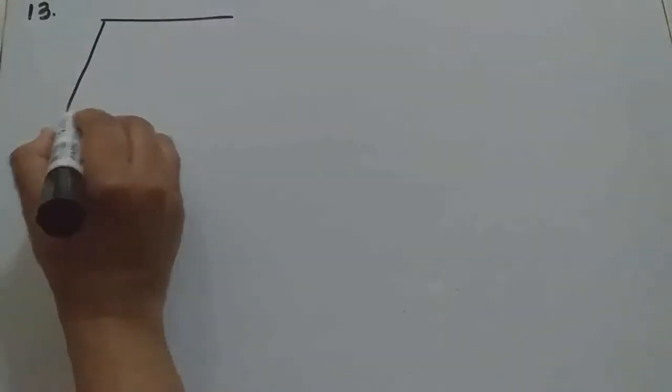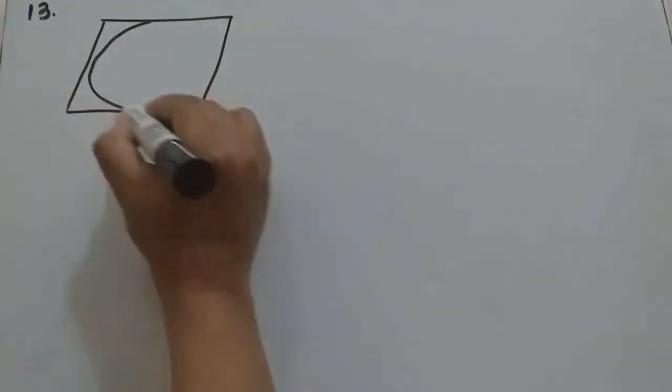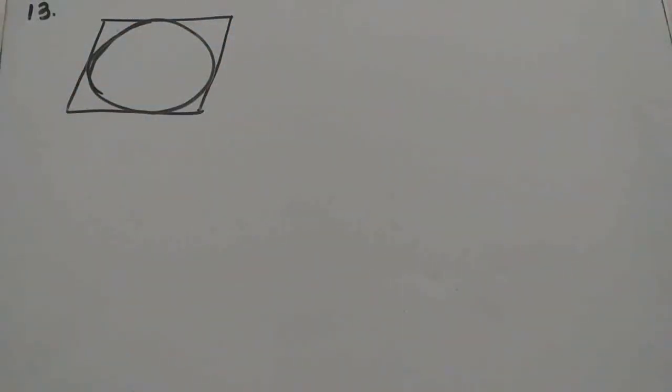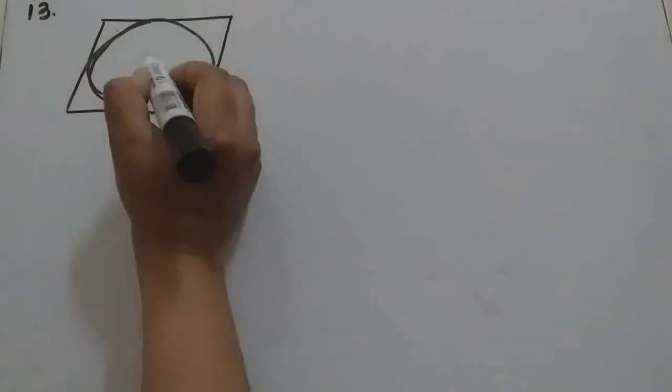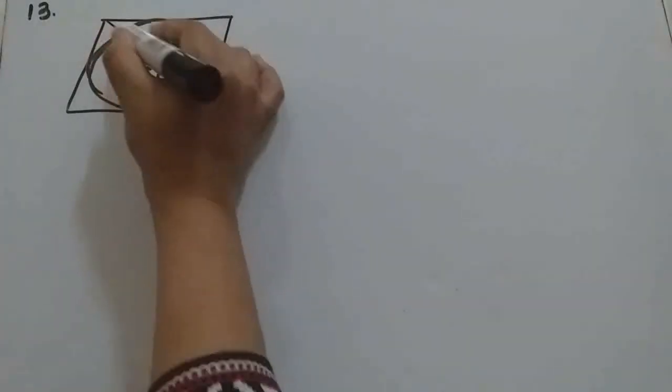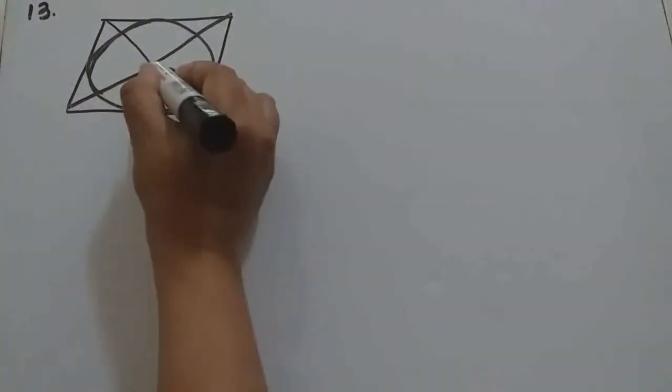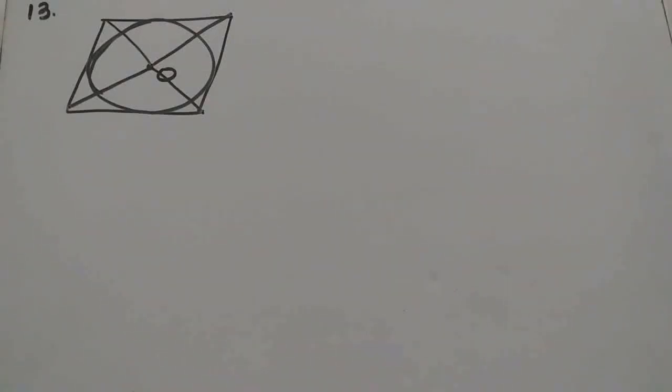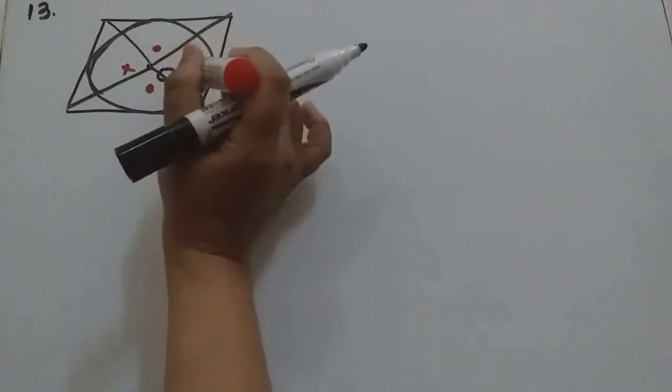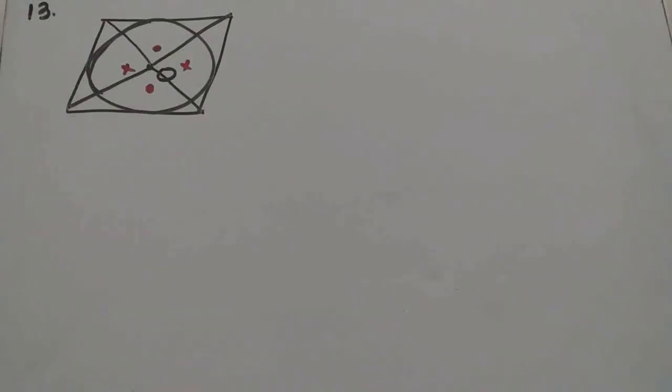Question number 13 is, prove that opposite sides of a quadrilateral circumscribing a circle subtend supplementary angles at the center of the circle. Circumscribing a circle means inside the quadrilateral, the circle is there. So let O be the center. Okay, so see, we should prove that these two angles' sum is 180, and for these two angles also we should prove the sum is 180.